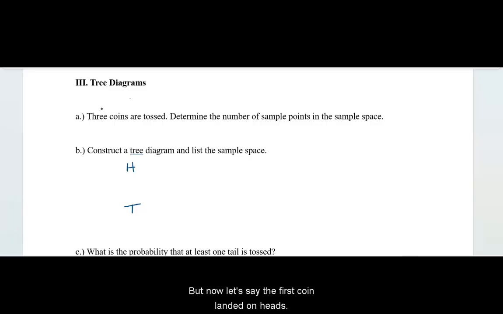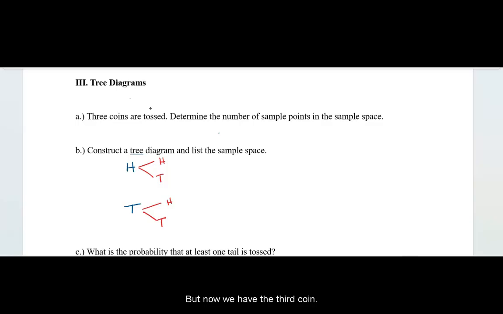But now, let's say the first coin landed on heads. Well, with the second coin, I have the option of a heads or tails. Let's say the first coin landed on tails. Well, again, with the second coin, I have the option of a heads or a tails.